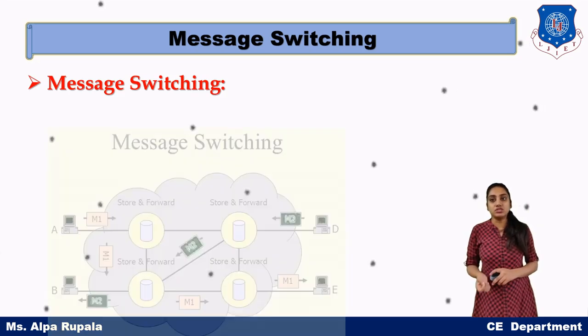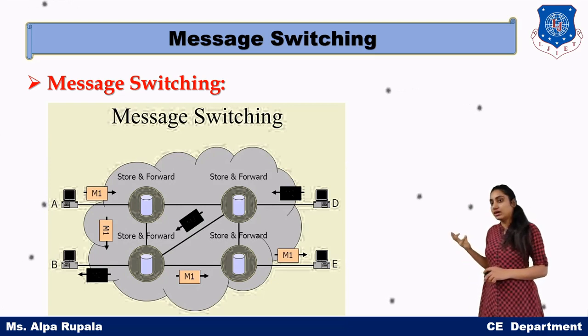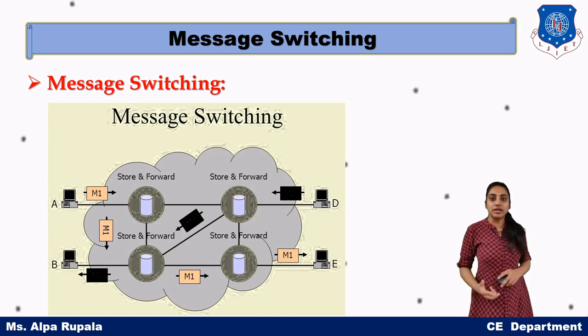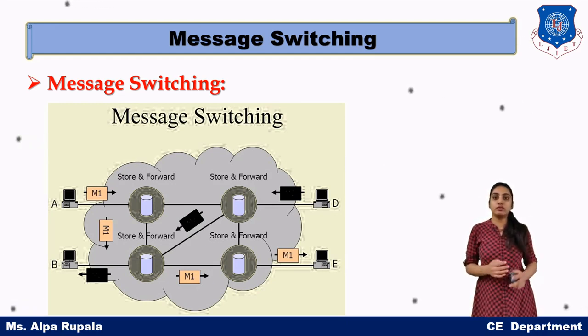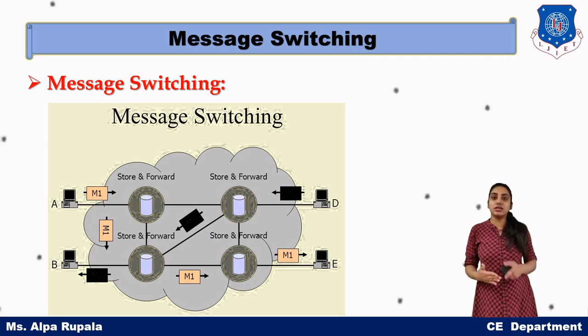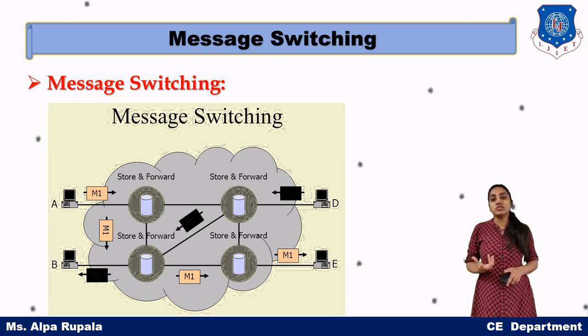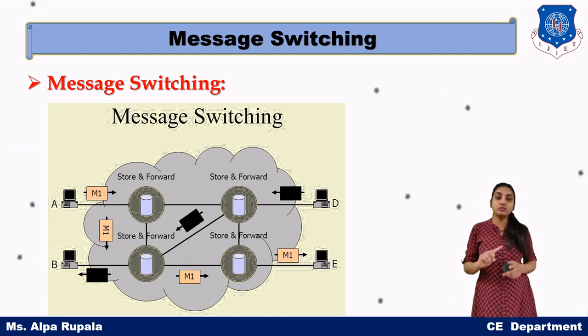So in message switching, we are not having a dedicated connection. We are having one fundamental mechanism known as store and forward network, in which whenever the circuit is busy, the data will be stored. Whenever the circuit will be free, the data will be transmitted for sending. So this is the first fundamental in message switching, store and forward network.